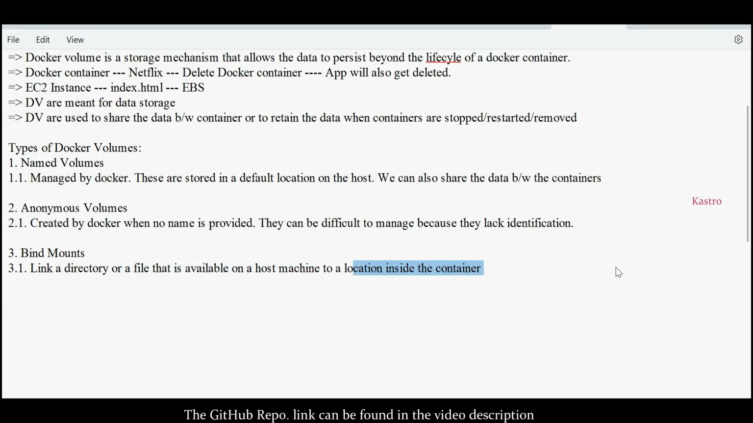So these are the three different types of Docker volumes. The first one is known as named volumes. The second one is anonymous volumes. And the third one is bind mounts.